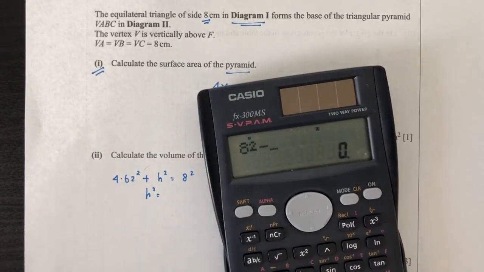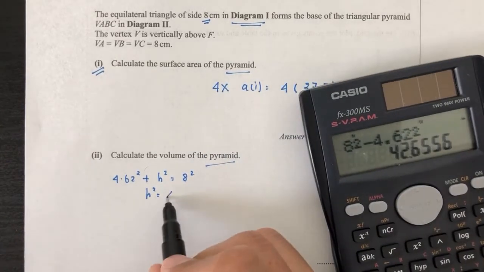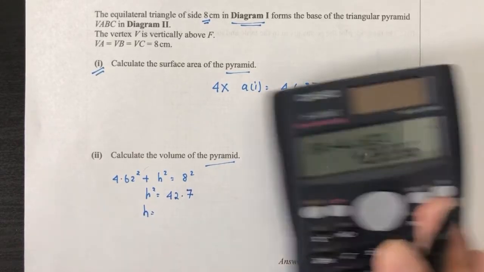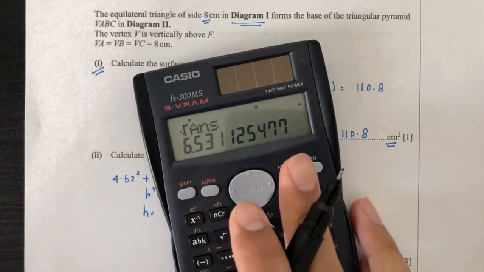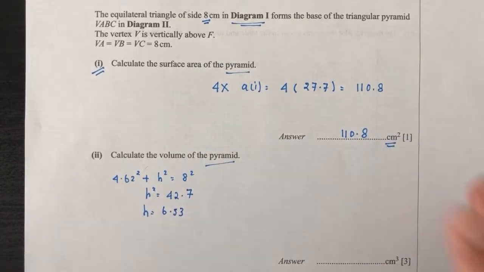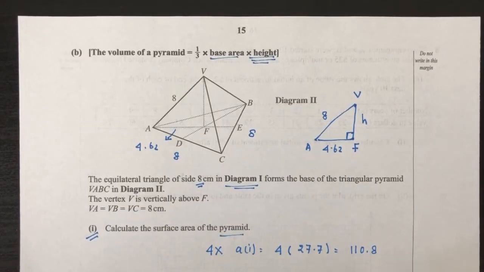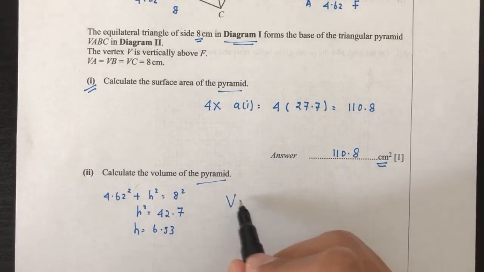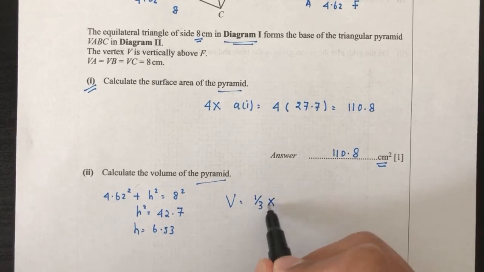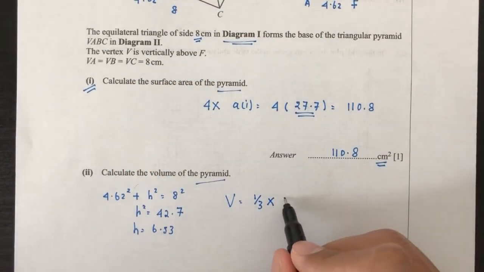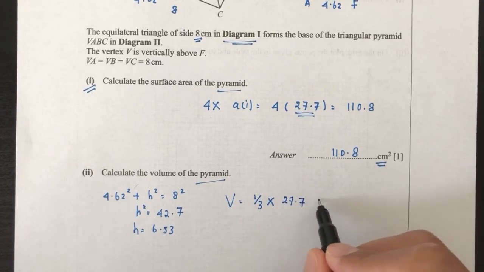8 squared minus 4.62 squared, that will be 42.7. H will be the square root, that will be 6.53. So 6.53. Now the question is finding the volume, which will be 1/3 times base area. So volume will be 1/3. Base area is this one, the base of the triangle, 27.7 times height.